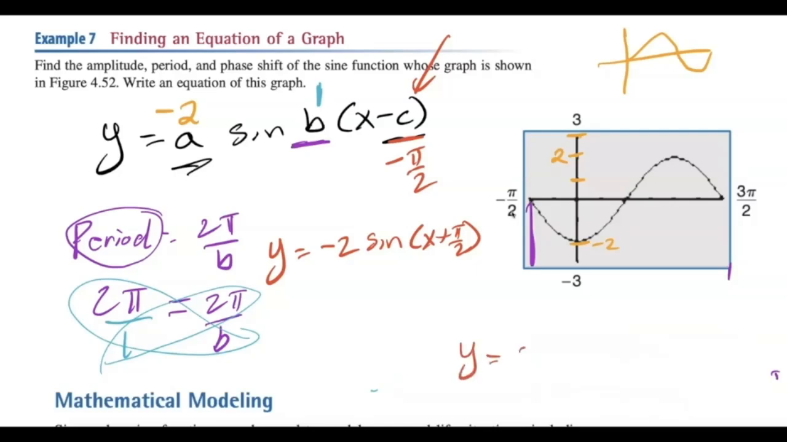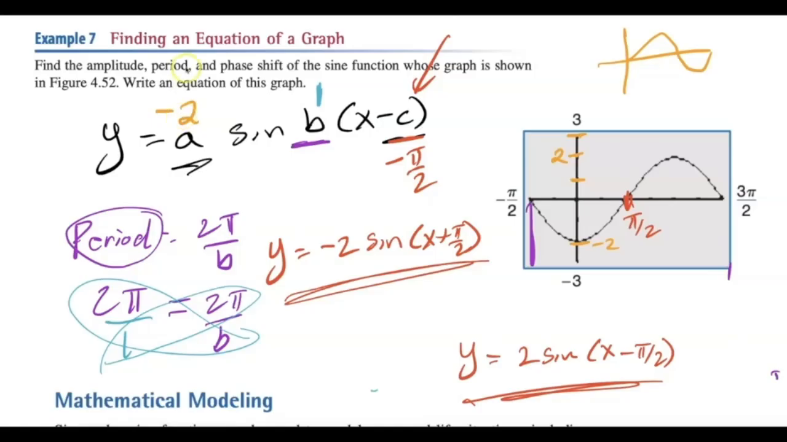y equals 2 sine of x. If I did it this way with a positive sine graph, well, where does a positive sine graph start off? Right here, this guy, which I believe is just pi over 2. I could also have done it this way, where I do a positive amplitude, and then my starting point would be right here at pi over 2. Two equally good answers, unless they specifically said they wanted a positive amp, which they did not. Either one of these is fine.